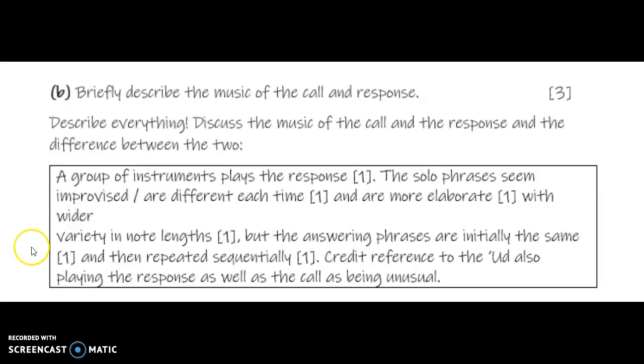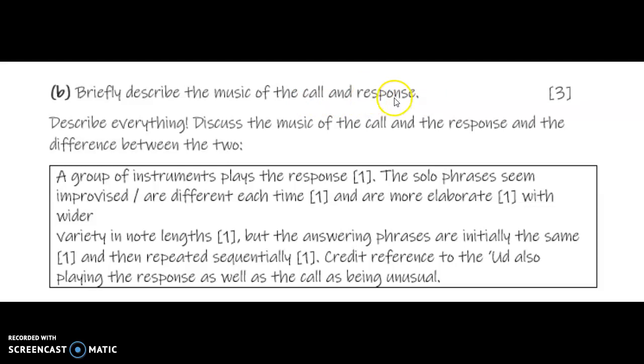And the other question with quite a lot of marks, briefly describe the music of the call and response. Now the call is the soloist. That's the oud that started. And the solo phrases is improvised, okay, and different every time. And it's more elaborate. It's got a wider variety of note lengths, where the response is usually the same kind of answering phrase. So I've got call and answer.